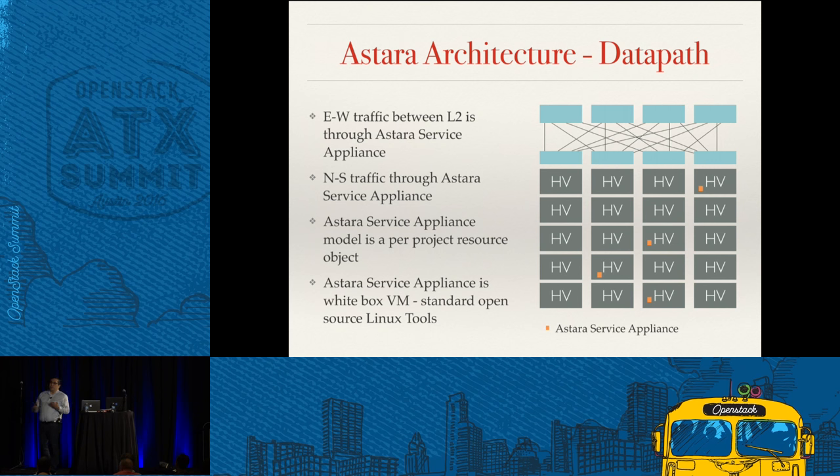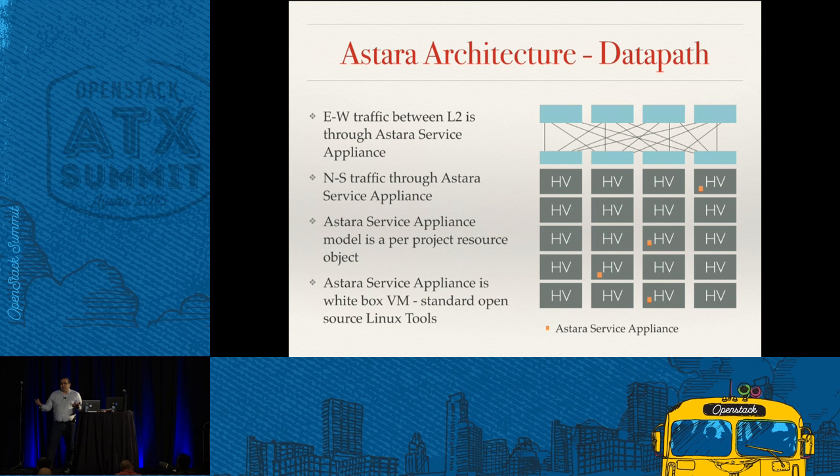You've automatically simplified your architecture. And now you can increase your throughput, and your high availability is now the service VM utilizing your compute infrastructure, right? If you need more performance, you add more capacity to your compute infrastructure, which gives you more capacity for your instances for your customers as well. East-west traffic between L2 domains is through the Astara service appliance. North-south traffic is always through the service appliance. That's where the routing is going to be occurring.